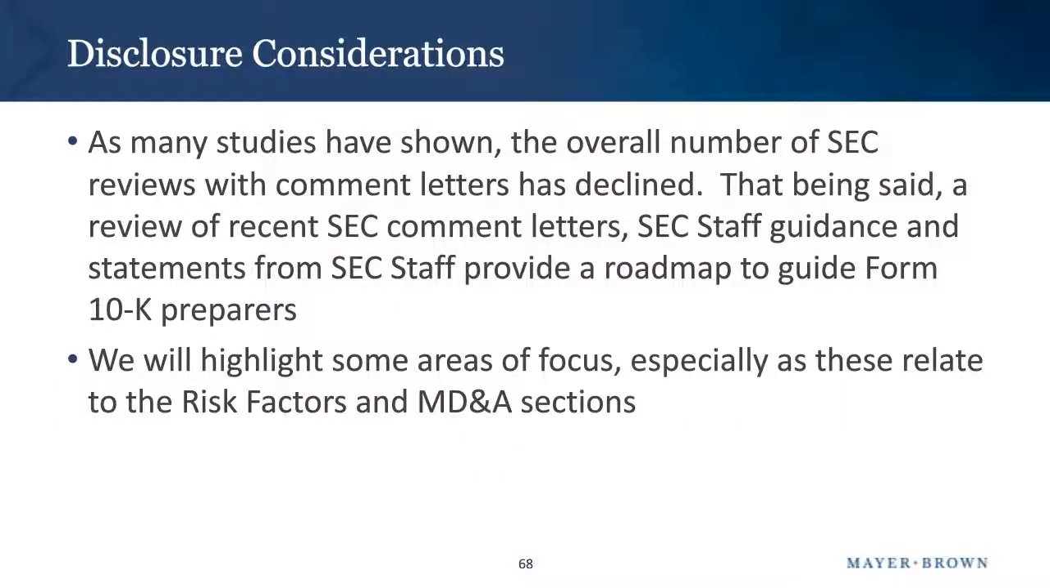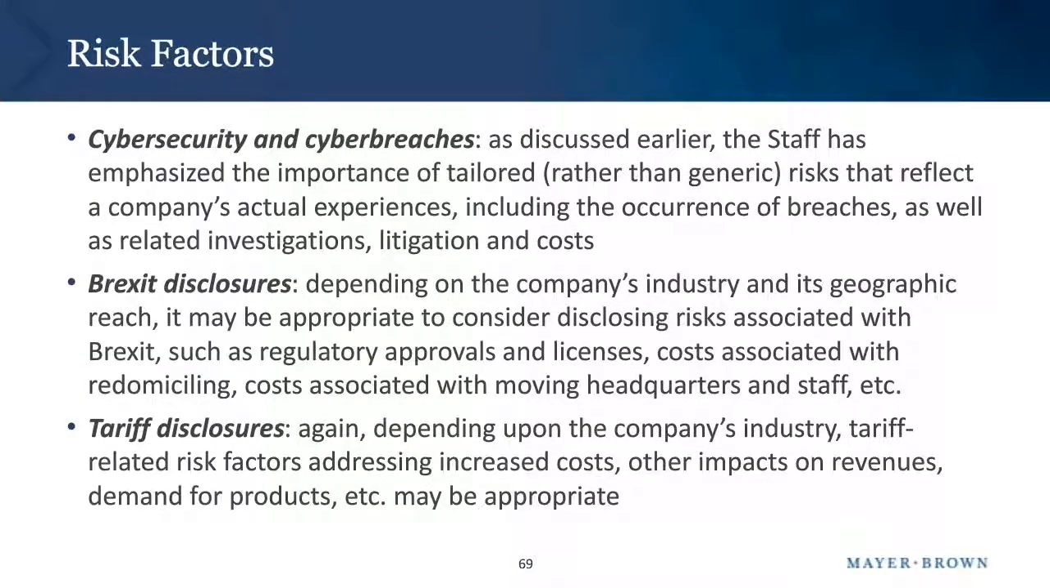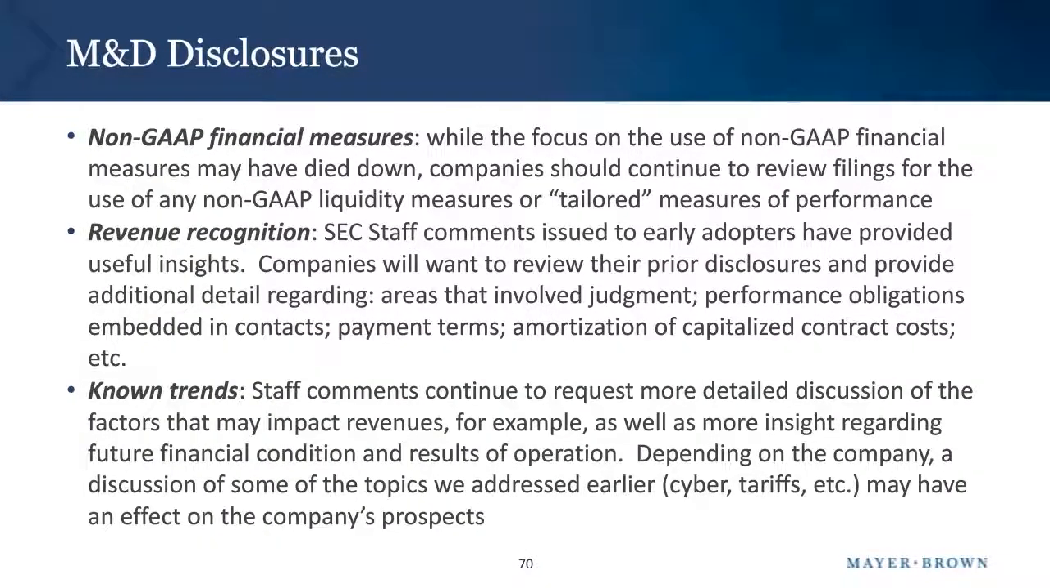In terms of disclosure considerations, there are a number that should be top of the list in terms of reviewing the 10K: cyber, which we touched on. Of course, Brexit for certain companies, depending on geographies and business lines. Tariff disclosures, again, very dependent on the company's industry and products. Non-GAAP, and we thought that this had died down, or at least that companies had made all of the necessary adjustments in light of commission guidance and staff guidance on the use of non-GAAP financial measures. But here we're seeing renewed attention specifically on key performance indicators or tailored measures of performance.